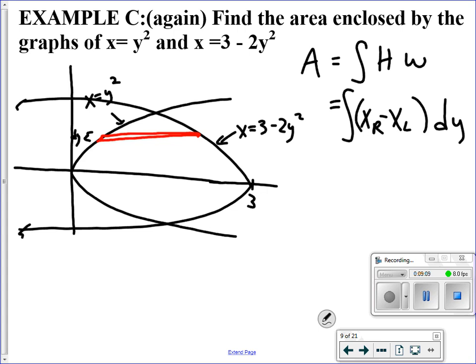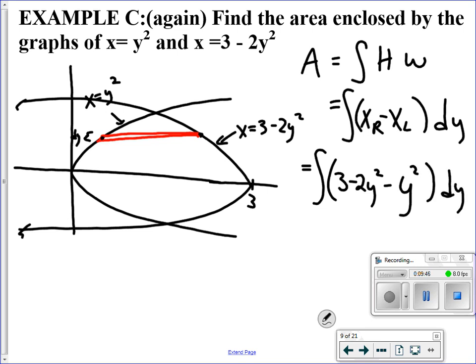So even though I'm saying x right minus x left, I want to know what x right is in terms of y. So if we look at our strip, x right is x on this parabola, and x on this parabola equals 3 minus 2y squared. So in for x right, I'm going to write in 3 minus 2y squared. X left always falls on this other parabola with the equation x equals y squared. So x left is x on this parabola, which is equal to y squared.